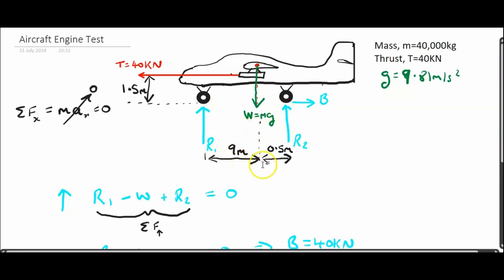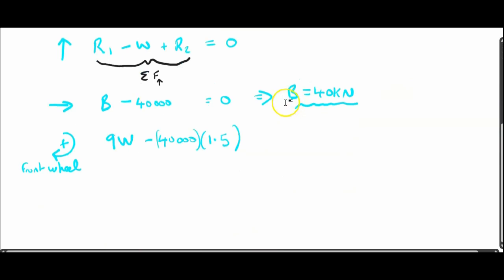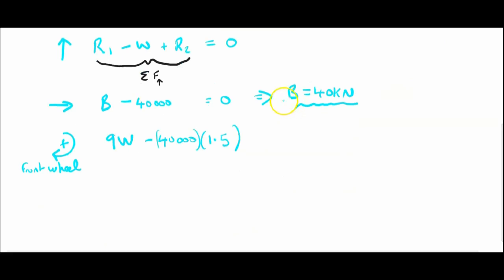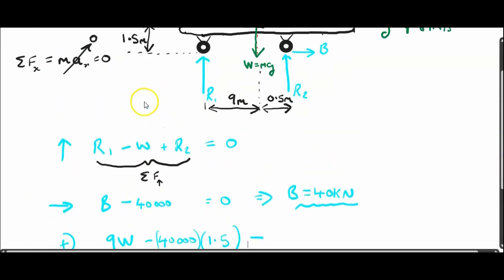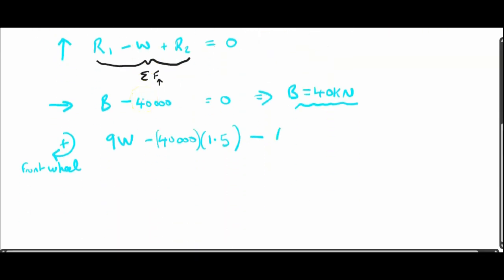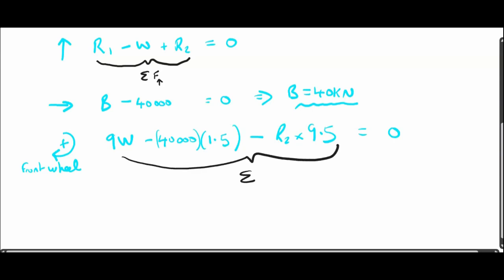So that's also going to tend to push the back up, if you like, producing a negative moment in this case. So we put in minus R2, and then the distance is 9.5. And all of that has to equal 0. So again, I'll just show you what I'm doing there. All of this on the left is me summing up the moments about the front wheel and setting them equal to 0 because it's a static problem.